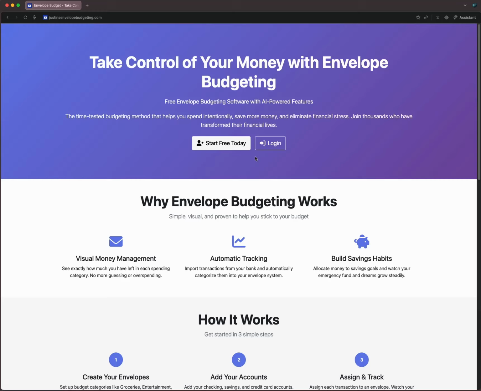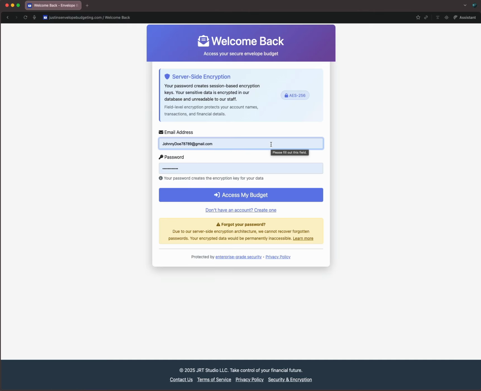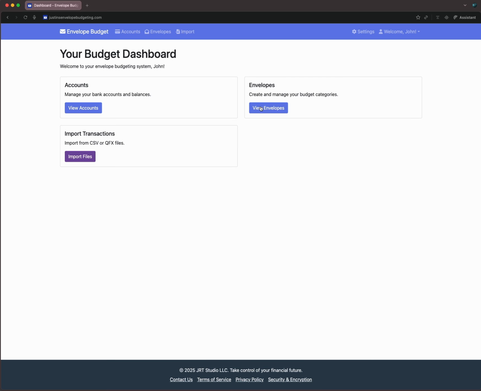Going to do today is set up a new envelope budgeting account, just to give you an idea of how the site works. So I've made up this user here, Johnny Doe, and so we're logged in. And so there's really two sections and then the import section. So three things to do really in envelope budgeting. We have our accounts, we have our envelopes, and we have import transactions.